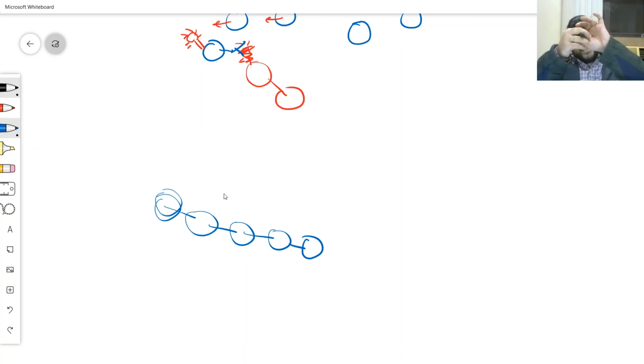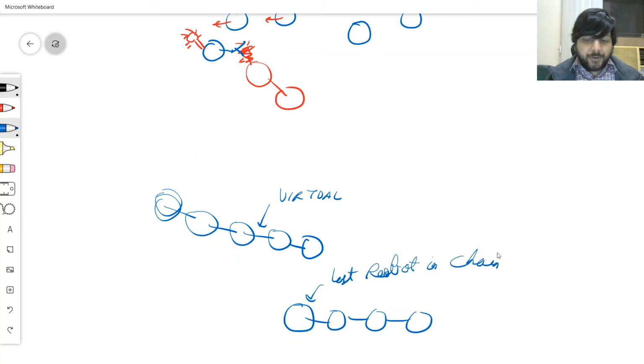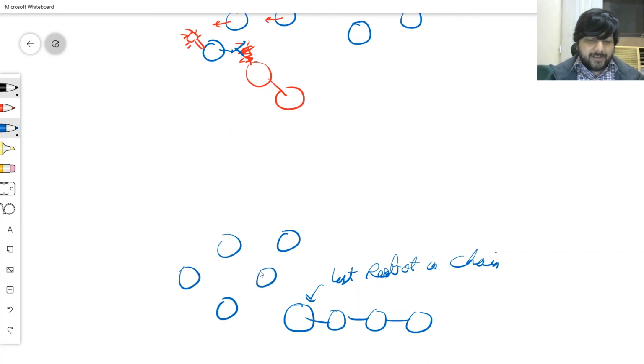Now, this was if you had a clamp and there was a physical real link. This link could also be virtual. What really happens is that this is the leader at any stage, and this is basically at any time the last robot in the chain. If you want to do it virtual, and you've got robots like this all the way around over here, there'll be wireless ad hoc links all the way up to the nearest robot.